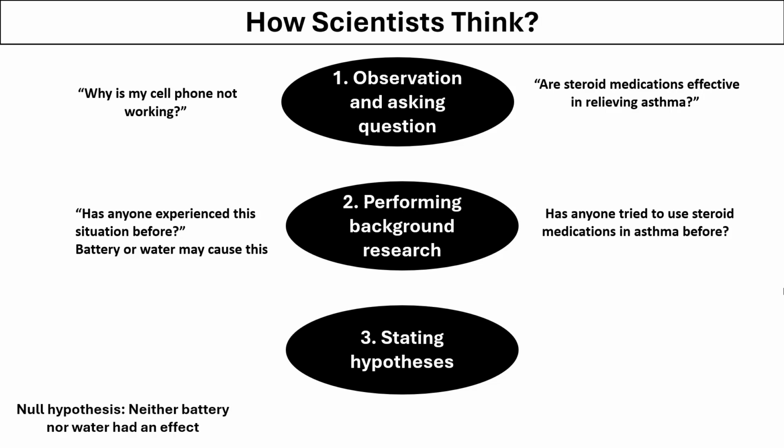there is no effect of the factors, and there is no correlation between what you're seeing and the previous information that you have. So a null hypothesis for your phone situation would be neither the battery nor water has an effect on your phone dying. An alternate hypothesis is where you consider some factors and you're going to test whether those factors are the reason for your situation or not. For example, you would say the alternate hypothesis is the battery is making your phone die, or water is the factor that is leading to your phone not working.